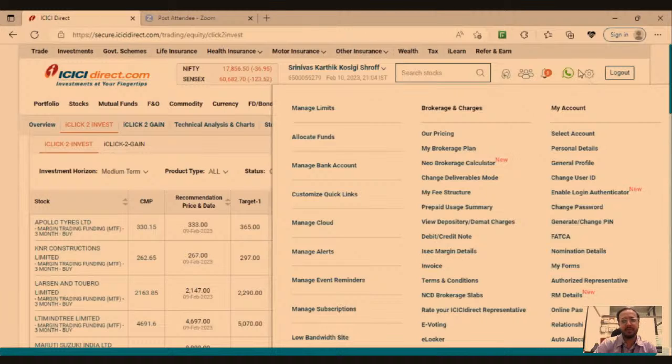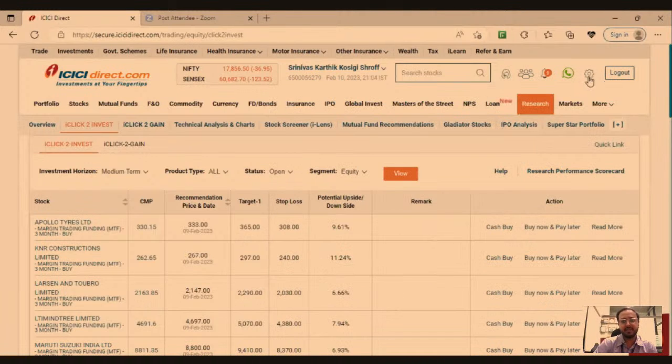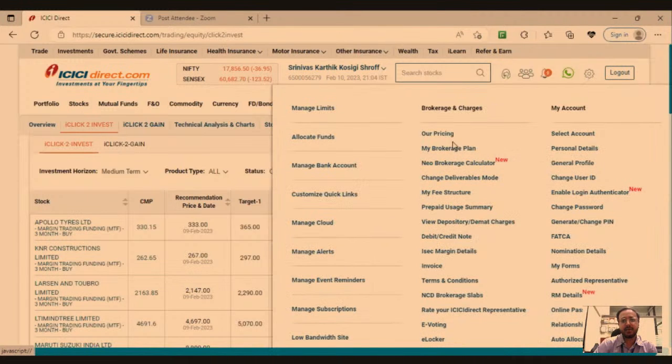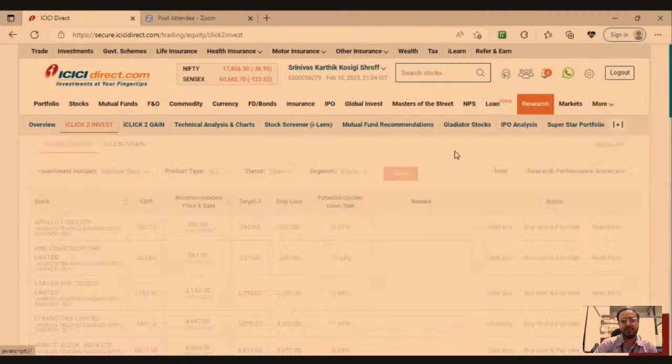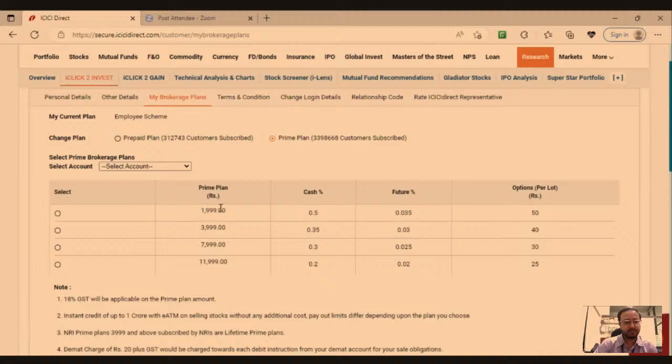I spoke about Prime. So you see a settings option over here next to logout. If I click on this, I go to my brokerage plan over here, right? If I select on this, I can select the Prime plan, whichever plan that I wish to select. I can tick on this. I can select the account. Okay, please ensure that you are selecting the account.